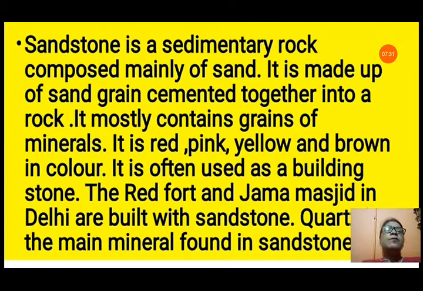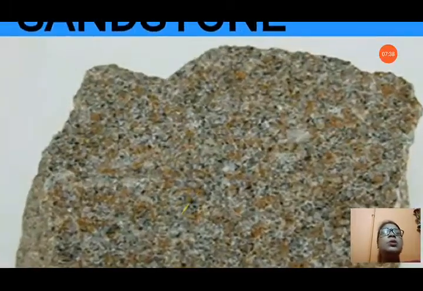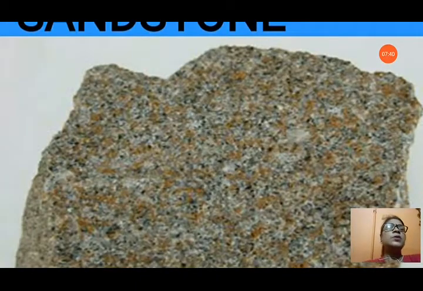Quartz is the main mineral found in sandstone. You can see it comes in different colors. Here you can see sandstone, mostly made up of sand grains, that is why it is named sandstone.